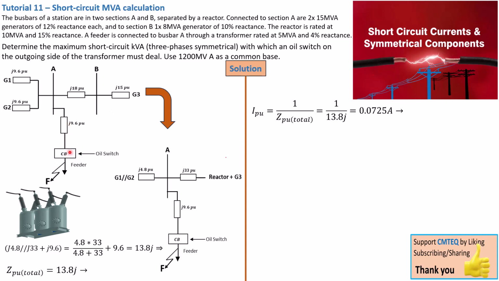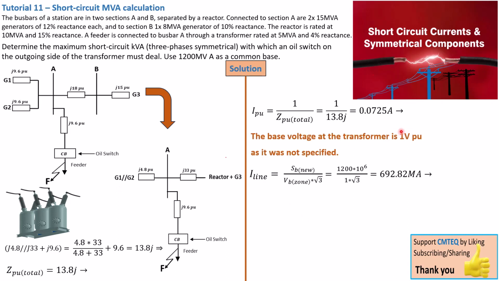So now, what base voltage are we going to use on the feeder here? Now, I said earlier, if it's not given to you, you can basically use 1 volt per unit on this base. And that 1 volt per unit would be the base voltage of the section to determine and calculate the amount of fault current that will be flowing there in case of a short circuit. So having said that, we can then go ahead and find our base current by calculating I line. It is SB new divided by VB zone times the square root of 3. So that VB zone is the 1 volt per unit, as you can see here.